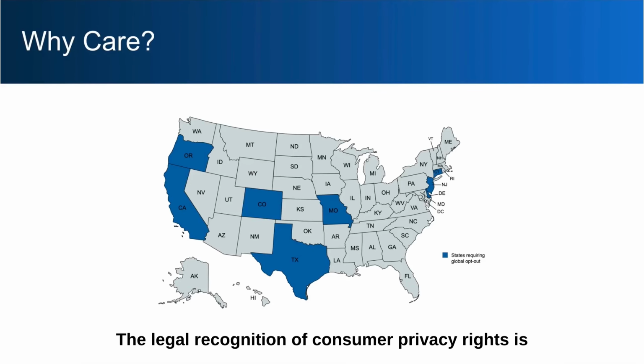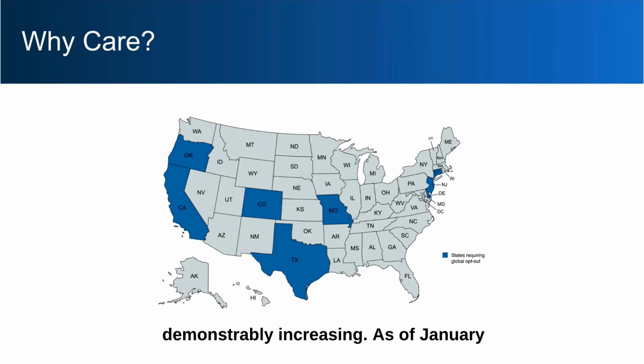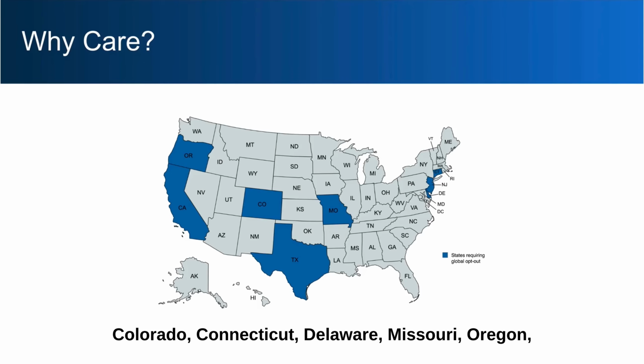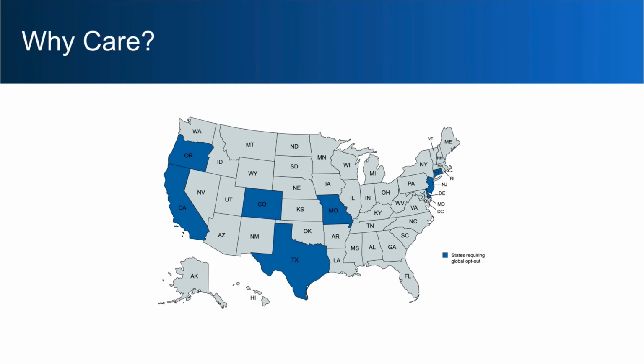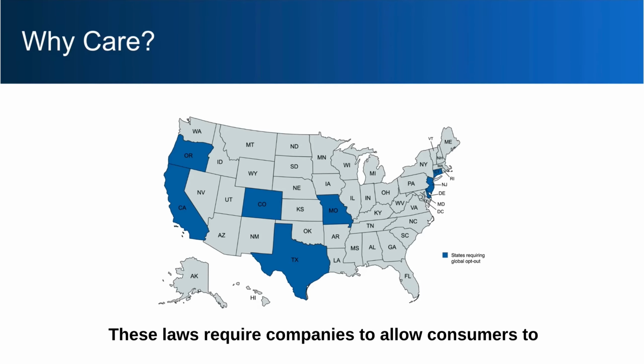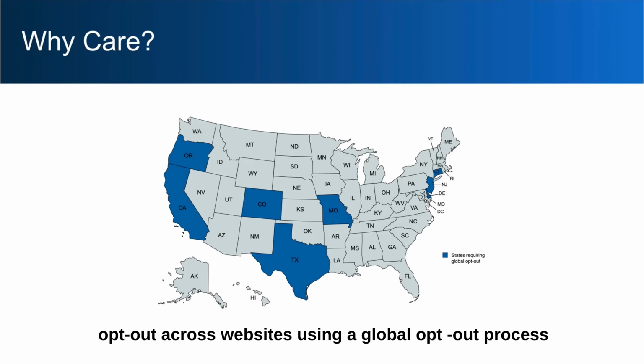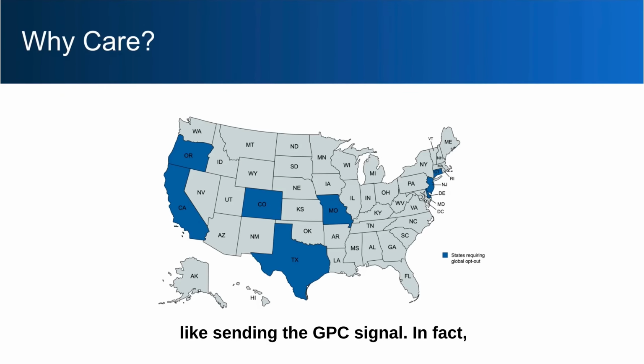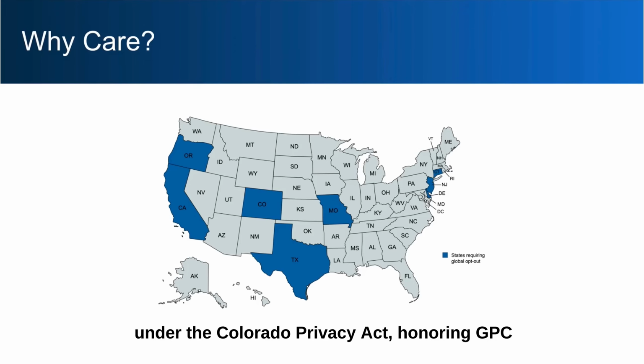The legal recognition of consumer privacy rights is demonstrably increasing. As of January 2025, 8 states, California, Colorado, Connecticut, Delaware, Missouri, Oregon, Texas, and New Jersey, have incorporated global opt-out requirements into their data privacy laws. These laws require companies to allow consumers to opt out across websites using a global opt-out process like sending the GPC signal. In fact, under the Colorado Privacy Act, honoring GPC signals is explicitly required as a valid global opt-out mechanism.